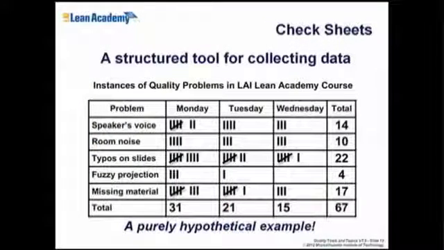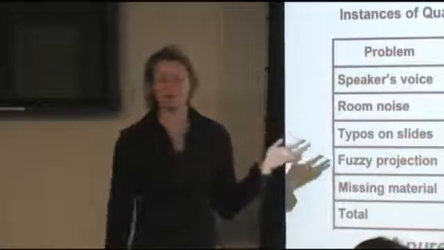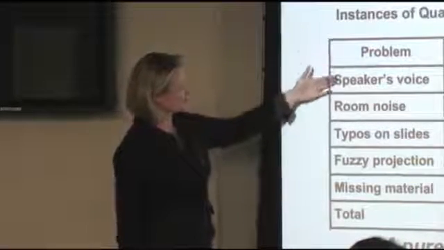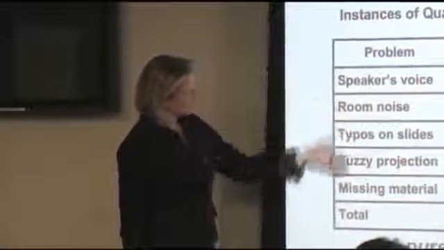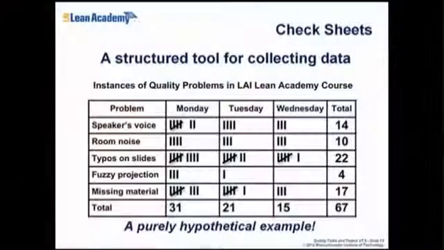All right, another tool are check sheets, or a simplified version of these are checklists. But a check sheet is just a structured tool for collecting data. So we'll put up for you this purely hypothetical example of keeping track of the instances of quality problems in our Lean Academy courses. So we've identified these various problems here in the column under problem, and then we're trying to keep track of all the instances we see on Monday, on Tuesday, on Wednesday, and we're totaling them for each of the days and for each of the instances. So this helps us know what kind of data to collect so we can monitor the quality of the process and understand where we might want to make some improvements.